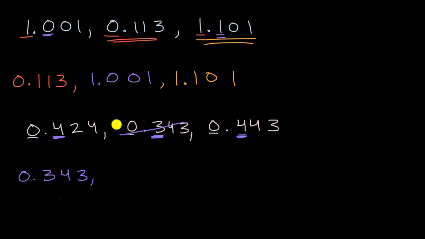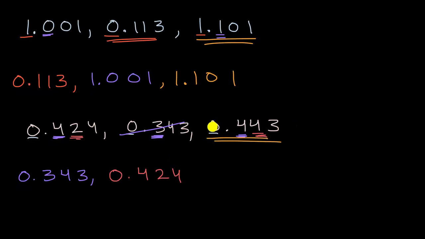And now, I've already used that one. And so I need to compare these two numbers. They have the same number of ones. They have the same number of tenths. So then we move to the hundredths. So here I have 2 hundredths. Here I have 4 hundredths. This one has fewer hundredths than this one. So the one on the left is going to be the next smallest number. So then we have 0.424.